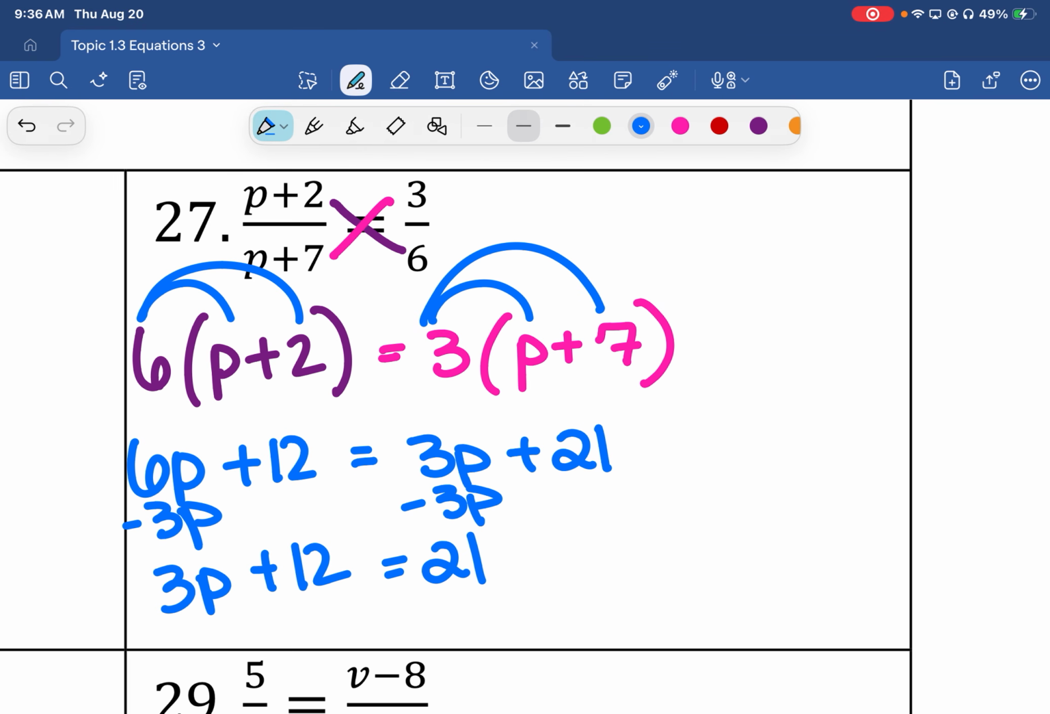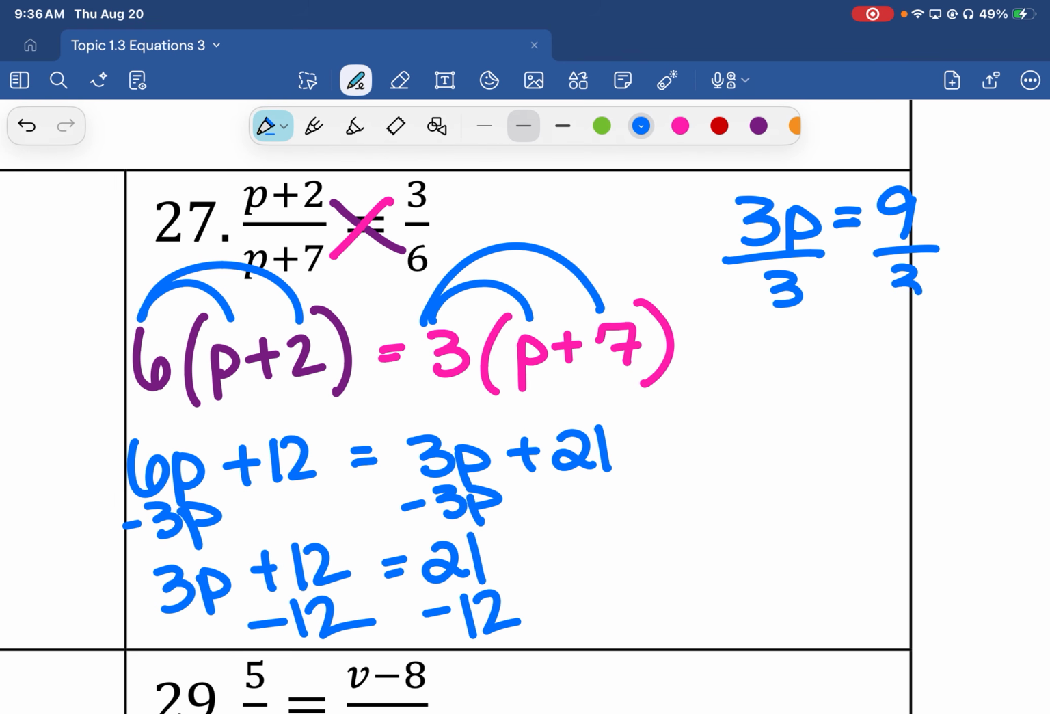What do I do from here? So we have 3p is equal to, what is 21 minus 12? It is 9. Then what do I do? Divide both sides by 3. p is equal to 3.